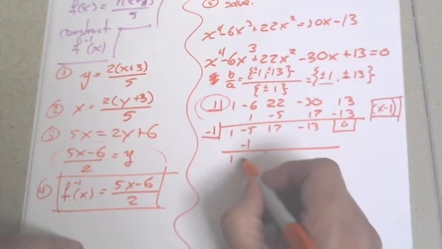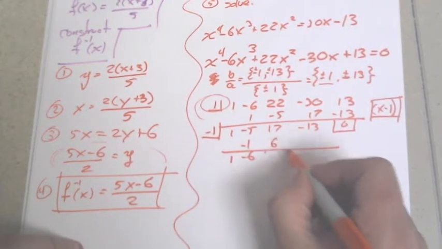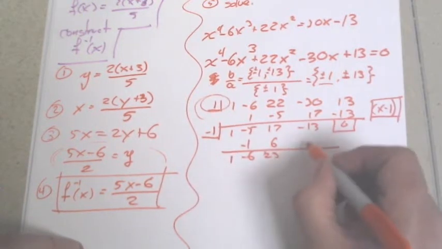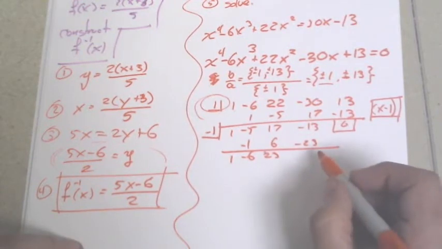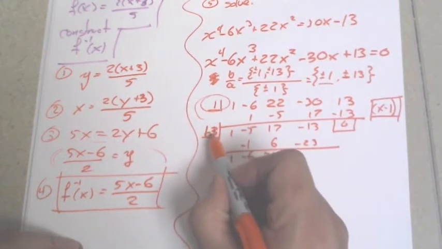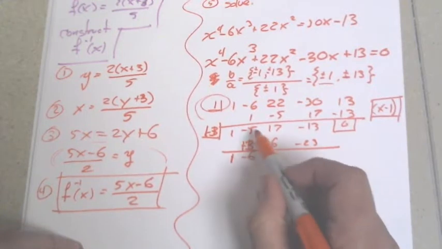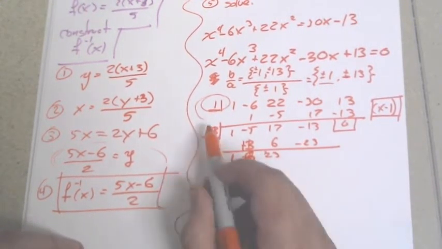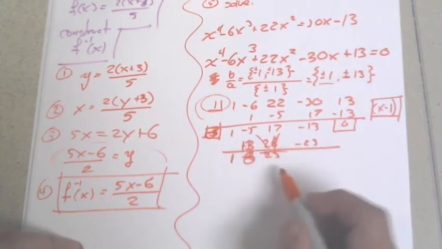So 1, negative 1 is what? Negative 6. Negative 1 times negative 6 is 6. And that's what? 23. That's going to be negative 23. So that's not going to work. Okay, so not that. So was that right? Yeah, probably. So let's try 13. Bring down the 1. That turns into a 13. Negative 5 and 13. There's negative 5, 13, 8. So 13 times 8 is 104. Now I'm not liking that one either.